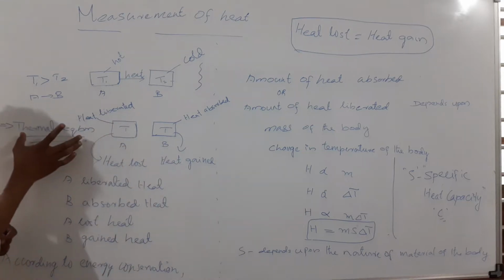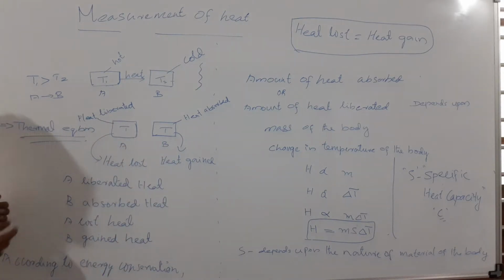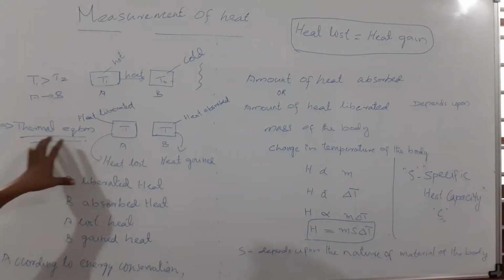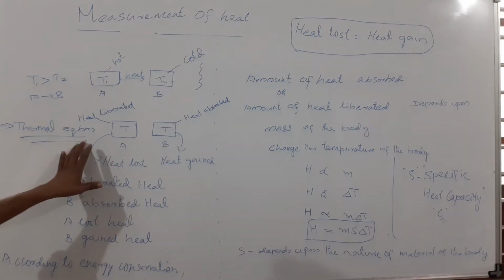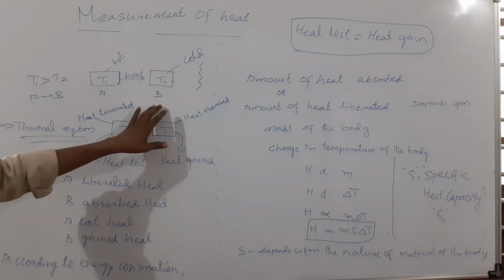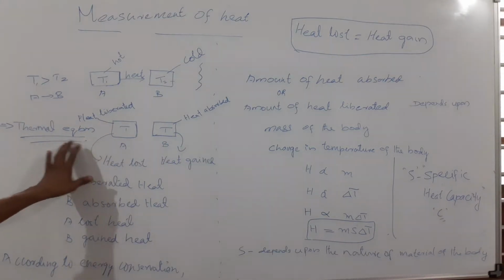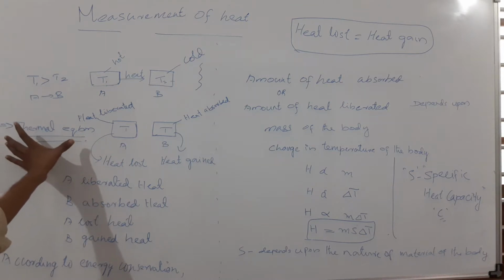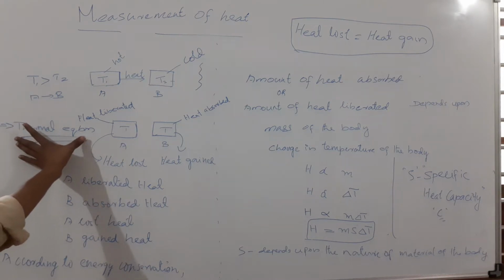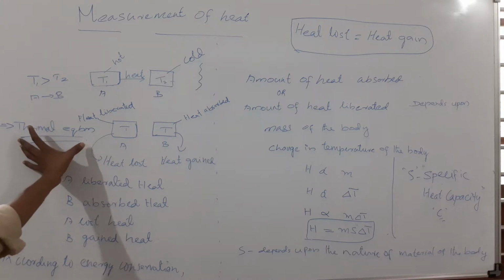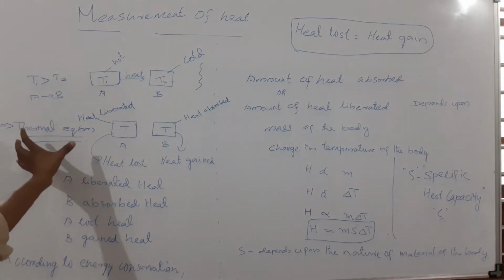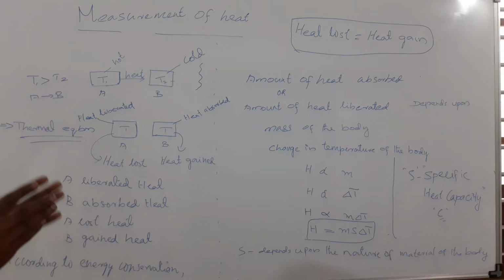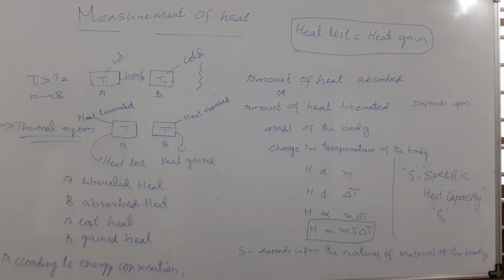Then in that state we will consider the system as thermally in equilibrium. If both bodies have a common temperature, at that time we say the bodies are in thermal equilibrium. So bodies are in thermal equilibrium if they have a common temperature, and at that point the heat stops flowing from one body to another.